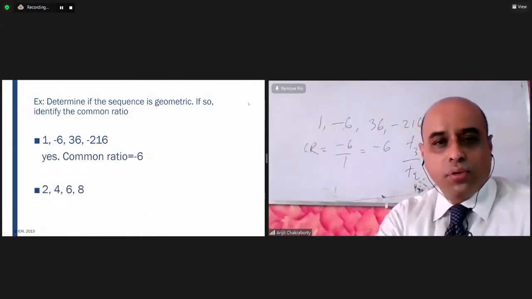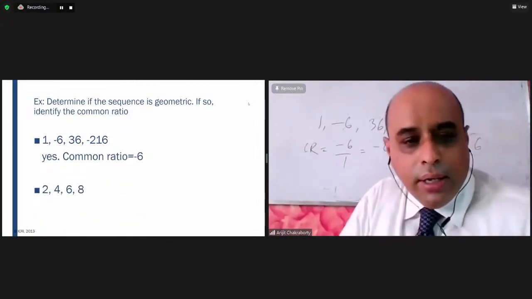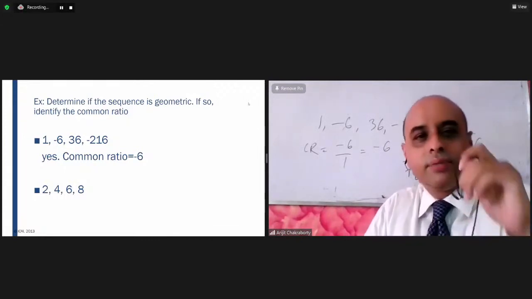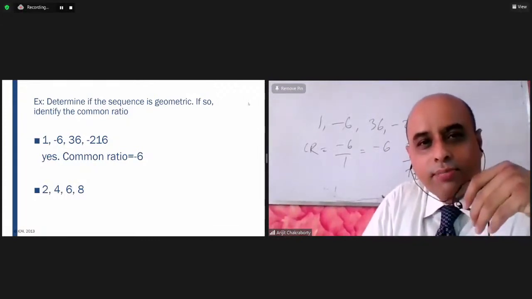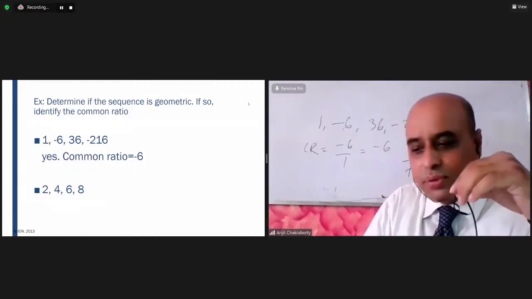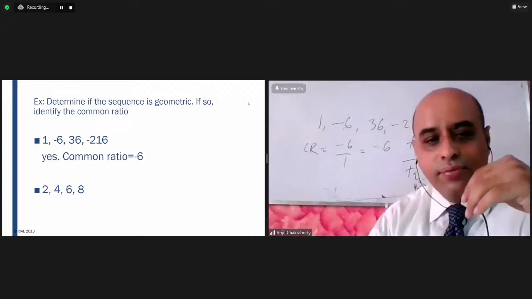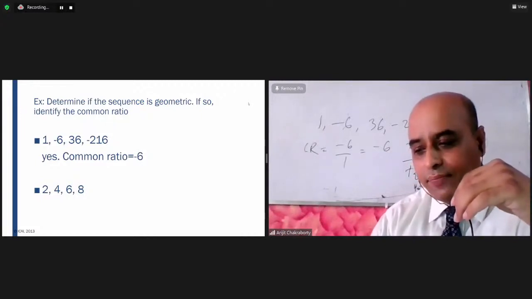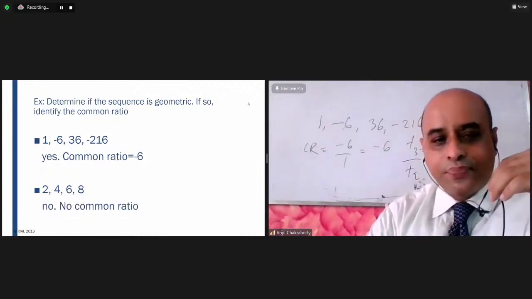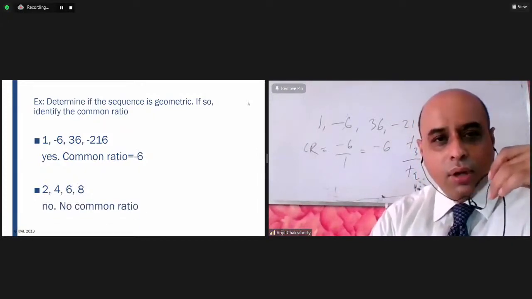The second one is 2, 4, 6, 8. This is a simple one. Is it a GP? That is the question. Now 4 divided by 2 gives you 2, but 6 divided by 4 does not give you 2, and 8 divided by 6 does not give you 2. Therefore, this is definitely not a GP. There is no common ratio.